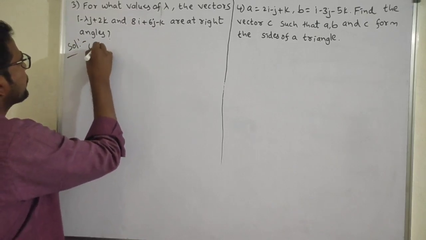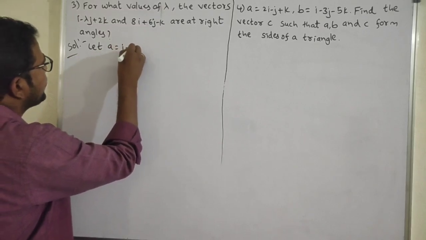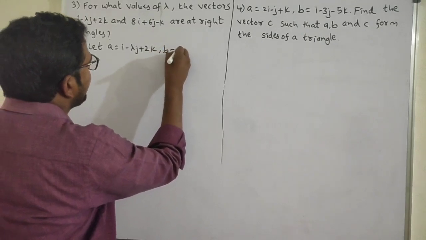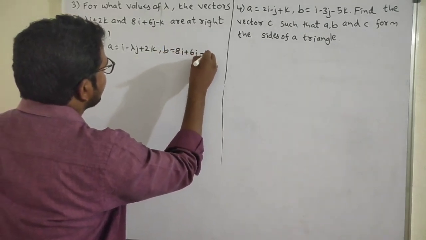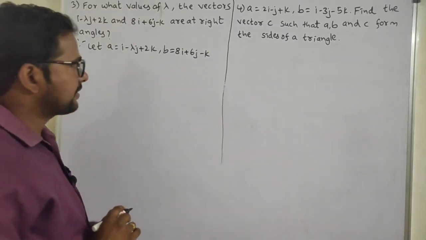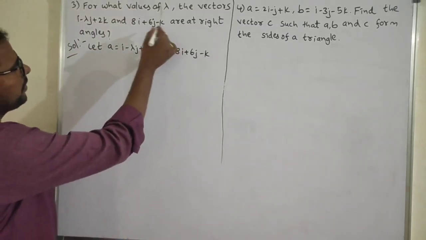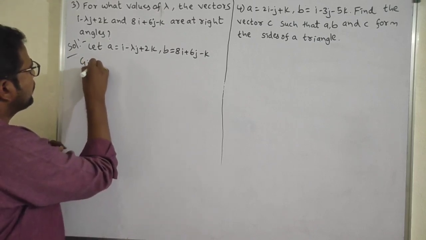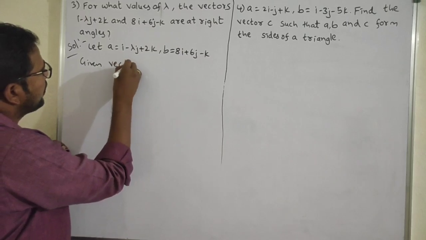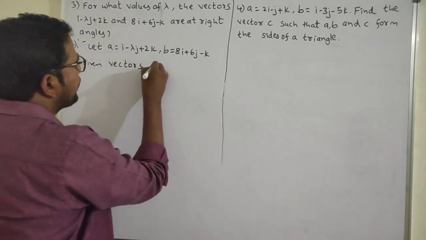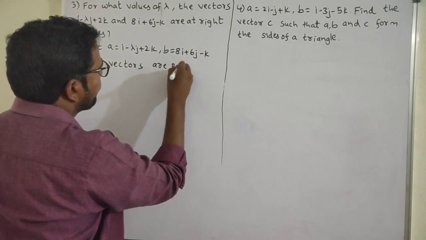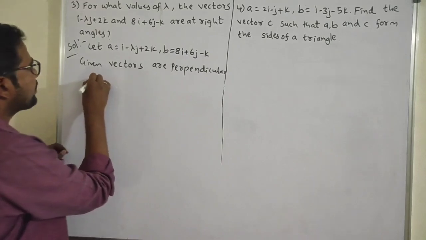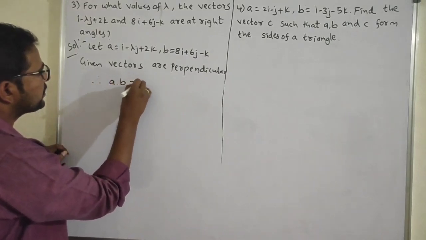Let us say the first vector a is equal to i minus lambda j plus 2k, and vector b is equal to 8i plus 6j minus k. The given two vectors are at right angles, so the given vectors are perpendicular to each other. Therefore, what is the perpendicular condition? a dot b is equal to 0.